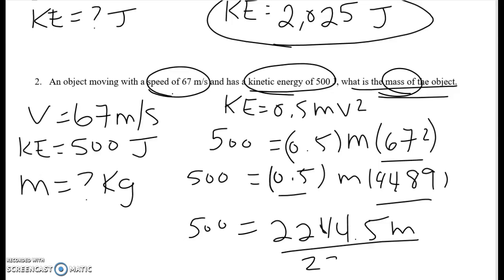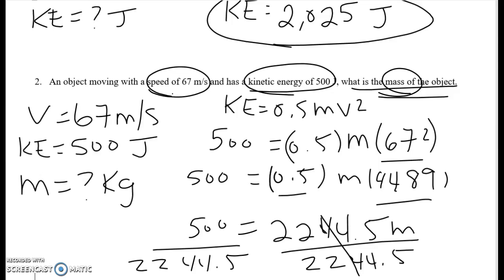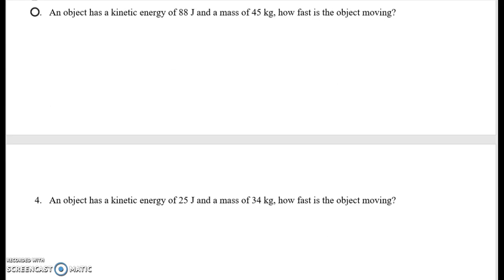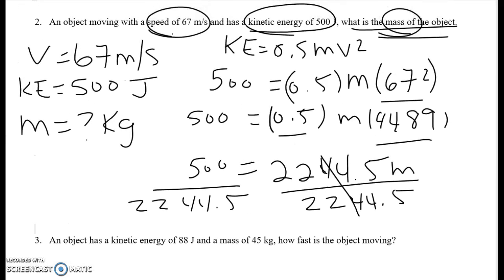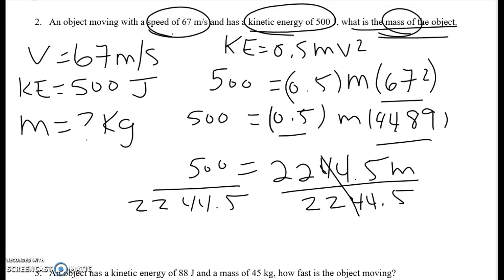Then the 2244.5 m is being multiplied, so I'm going to divide both sides by 2244.5. Those cancel. And I'm left with m is equal to 500 divided by 2244.5, which is 0.22 kilograms.